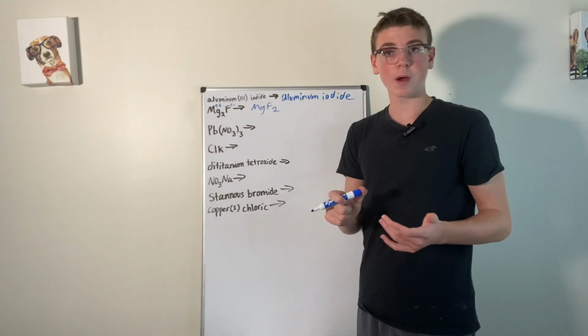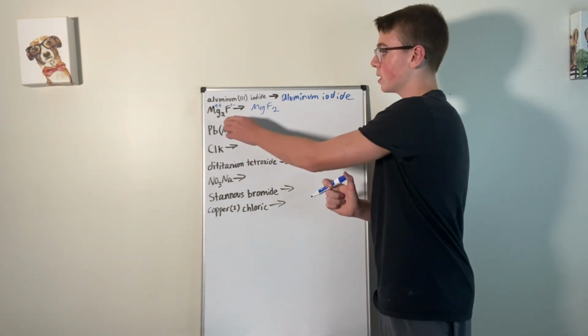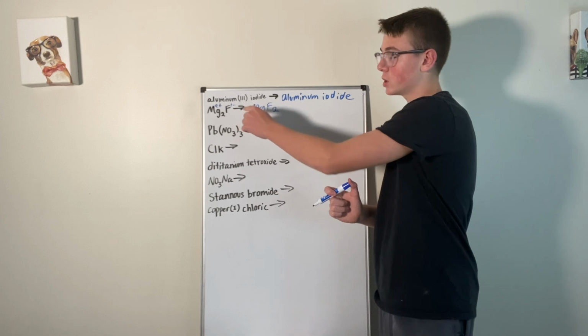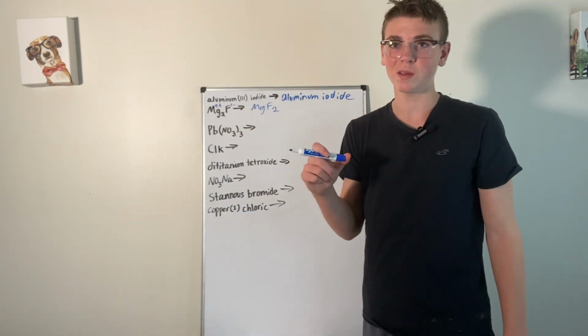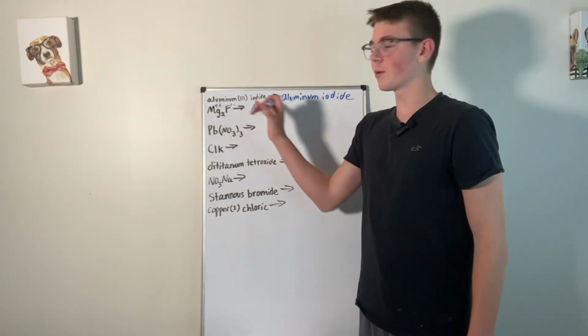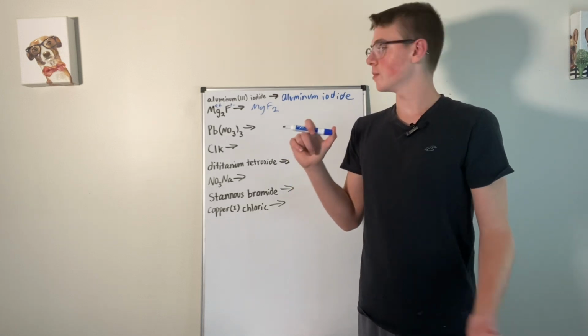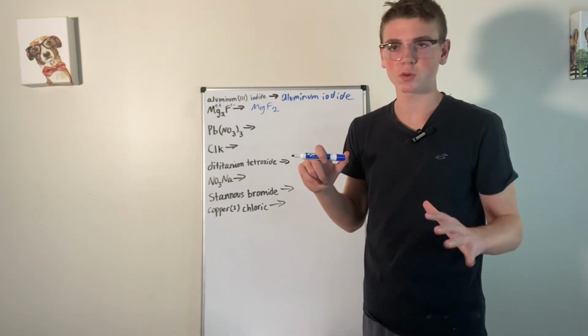That would be an improper use of the cross method, because if you crossed back, you'd say, well, fluorine has a charge of 2 minus and magnesium has a charge of 1 plus, which isn't true.